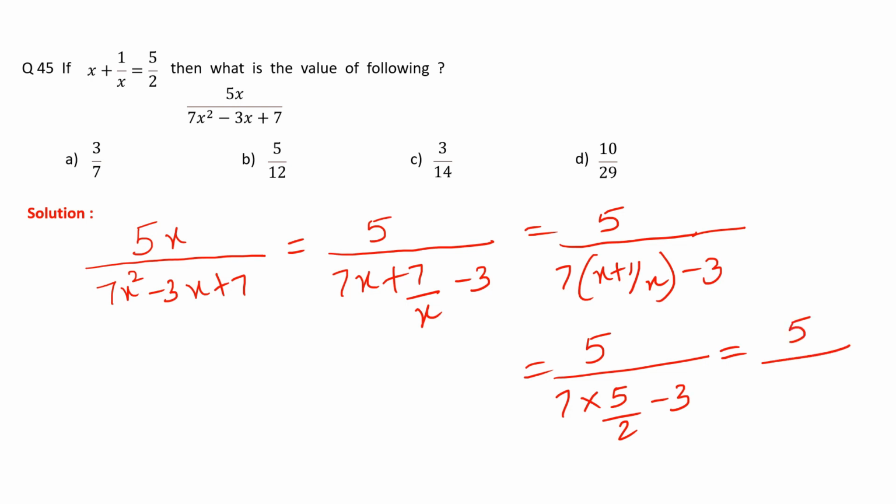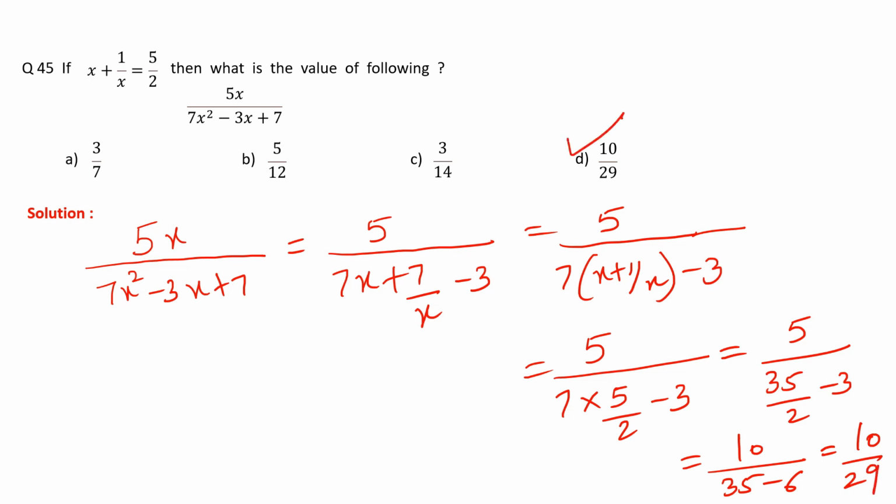This is 5 upon 35 upon 2 minus 3. If I take the LCM, now it becomes 10 upon 35 minus 6. So this is nothing but 10 upon 29. So hence D option is the correct. Now we move to the next problem.